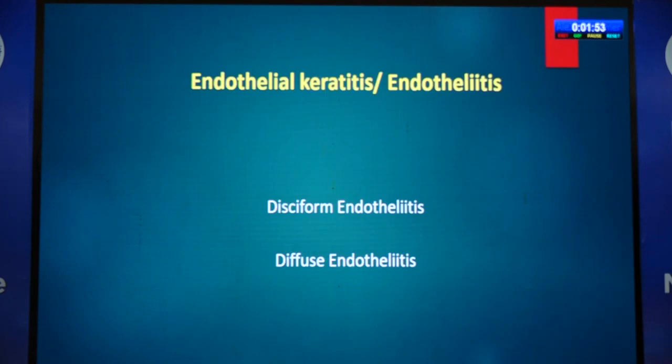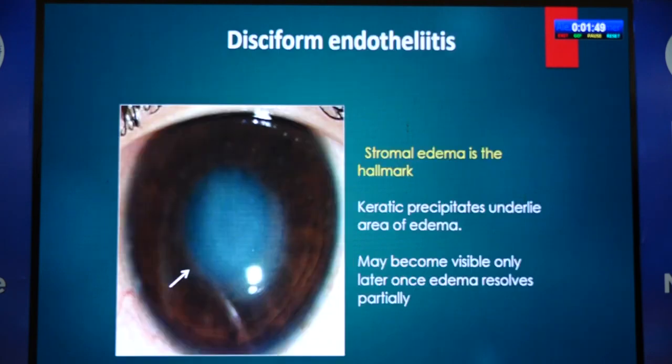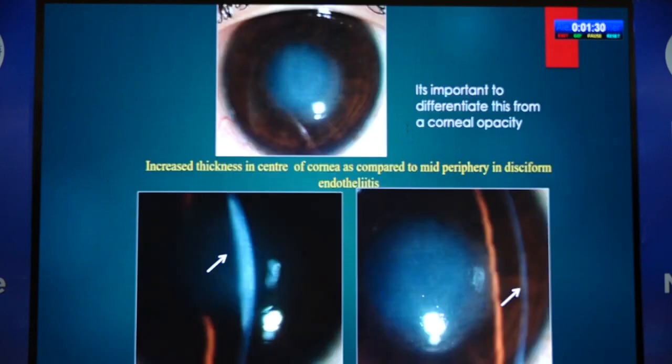Coming to endothelial keratitis or endotheliitis, it may be disciform, it may be diffuse, or it may be linear. So this was a young girl. Actually, she was a 17-year-old girl who was referred for OPK from outside. Somebody thought this is a corneal opacity and she was referred. Now, for all the residents sitting here, I would again like to mention, anytime you see what you think is a corneal opacity, be sure to please do a slit lamp examination.